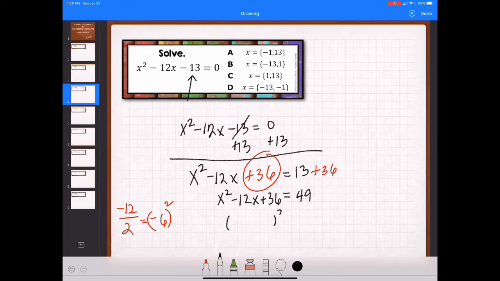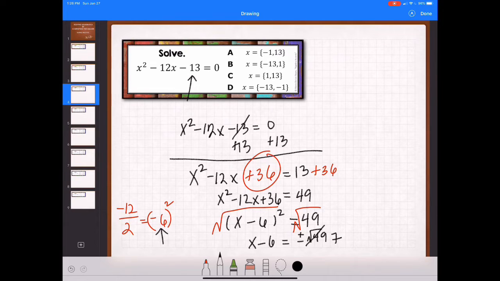I'm going to rewrite it in factored form, so that's x minus 6, and you could again look right here to figure out what number is supposed to be there, equals 49. Now you can take the square root of both sides, so x minus 6 equals plus or minus radical 49. And we know that radical 49 is the same thing as 7. You can change it now, you can change it later. I want to go ahead and just change it now while I'm looking at it. Here we go. Okay, so now I have x minus 6 equals plus minus 7.